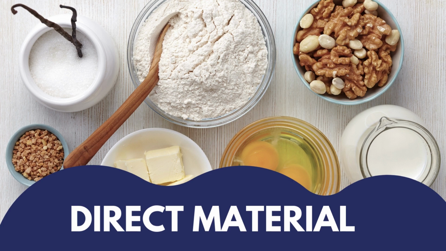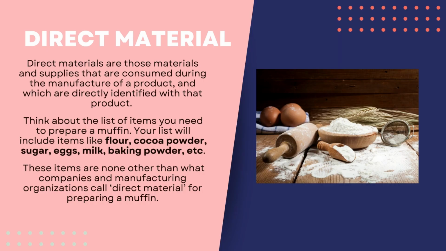Direct materials are those materials and supplies that are consumed during the manufacture of a product, and which are directly identified with that product. Think about the list of items you need to prepare a muffin. Your list will include items like flour, cocoa powder, sugar, eggs, milk, baking powder, etc. These items are none other than what companies and manufacturing organizations call direct material for preparing a muffin.